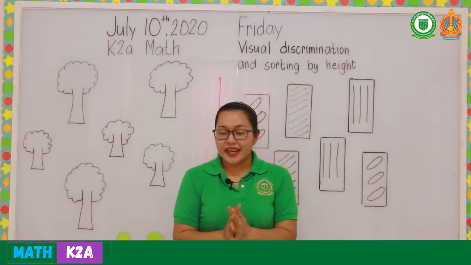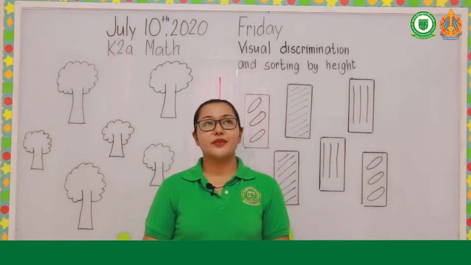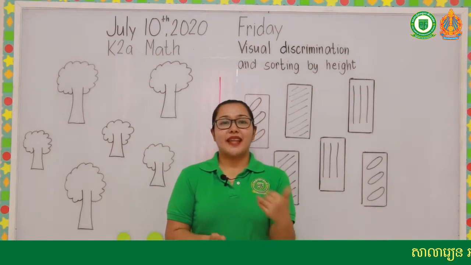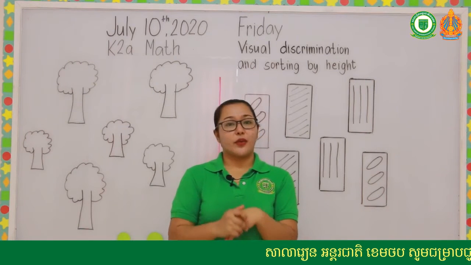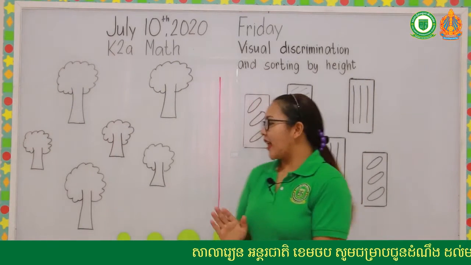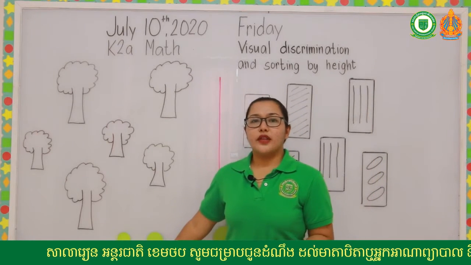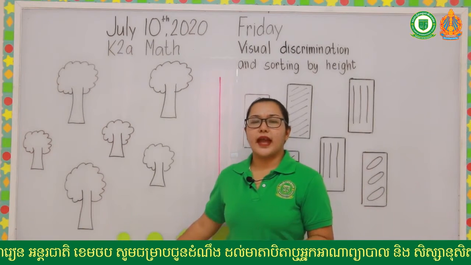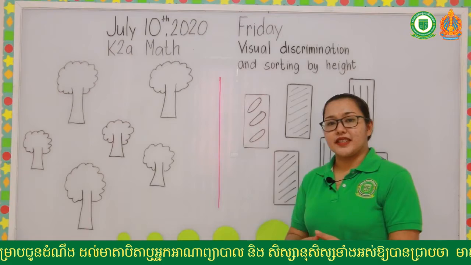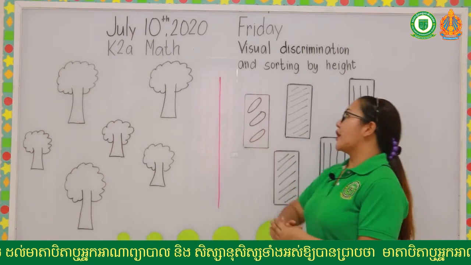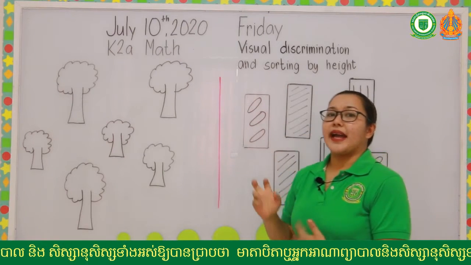Today is Friday, so we are going to have our math lesson, which we were supposed to have last Wednesday, but don't worry, next week we'll have your math lesson on Wednesday instead, okay? All right, kids, you've had this before, and you will be learning this, but I just want to include it for our lesson today because today we are going to learn visual discrimination and sorting by height.